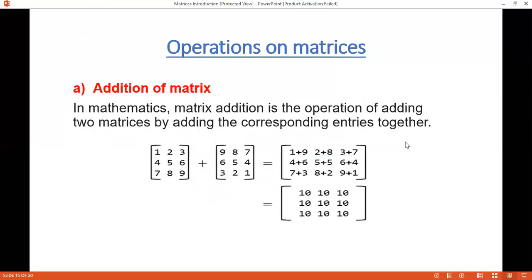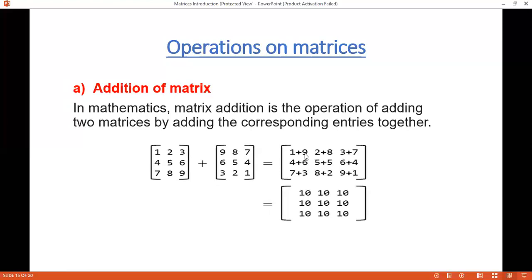Now the operations. There are multiple operations, but we are starting from a simpler one, the addition of matrices. In addition, the same positions are added. For example, this is a matrix A11, A12, A13, A21, A22, A23, A31, A32, A33, and the same for the second matrix. This A11 is summed with this A11, this A22 must be summed with A22, and 3 is summed with 3.